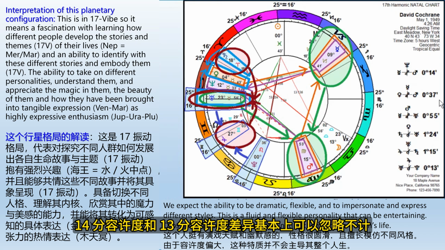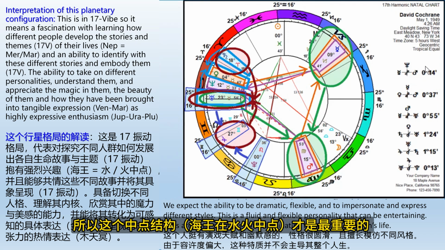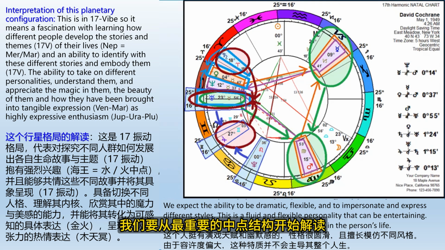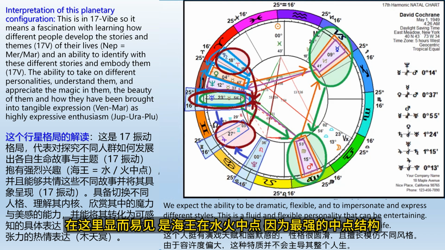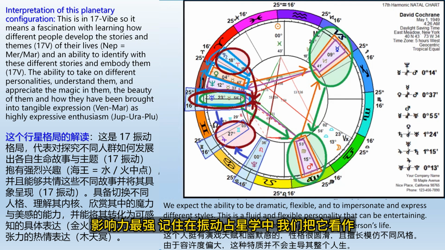So the difference between a 14-minute orb and a 13-minute orb is essentially negligible. So this is the most important midpoint structure. We want to start our interpretation with the most important midpoint structures. Here it's clear, Neptune at Mercury, Mars. Because the strongest midpoint structure has the strongest impact.